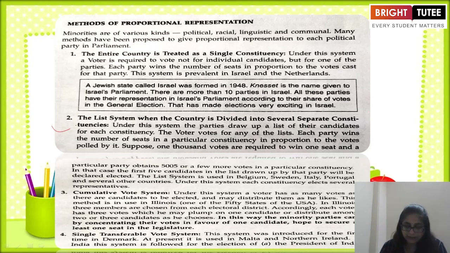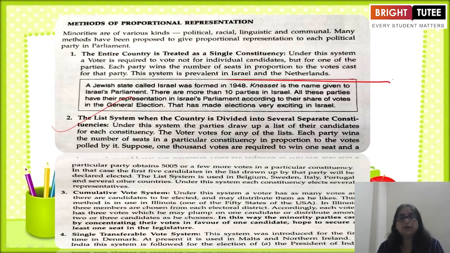And the list system: the country is divided into separate constituencies, and under this system the parties draw up a list of their candidates, and each party wins a number of seats in proportion to the votes cast for the party. This system is prevalent in Israel and the Netherlands.